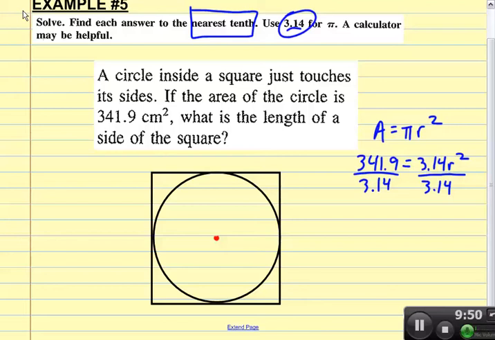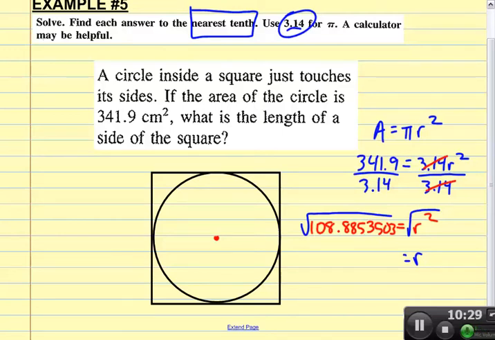All right, let's see. 341.9 divided by 3.14. Okay. So that's going to give me, and don't round until you get an answer. Okay? That cancels, and I'm going to get r squared is equal to 108.88535503. Now that's what r squared equals. Take the square root of both sides. Do I need the negative also for this one, Mr. C? No, because it's a circle. I can't have a negative radius.